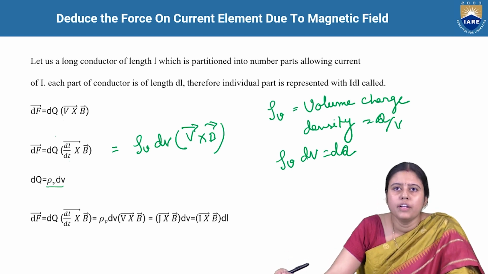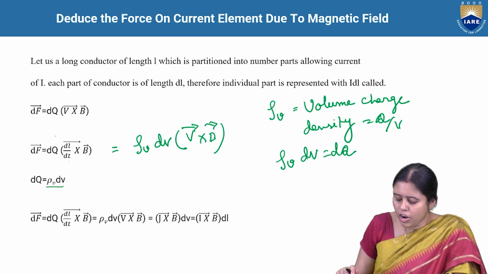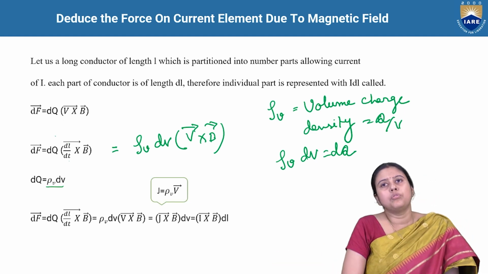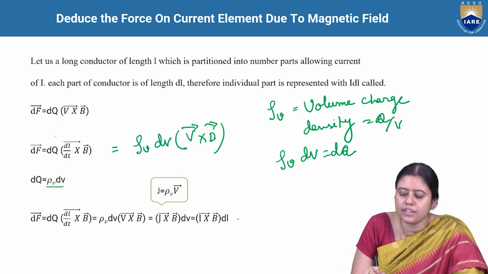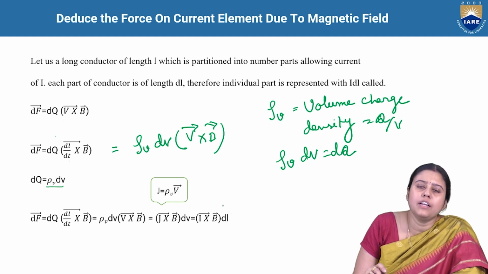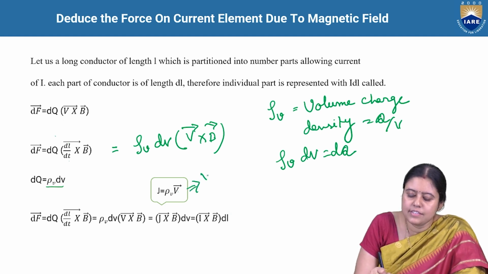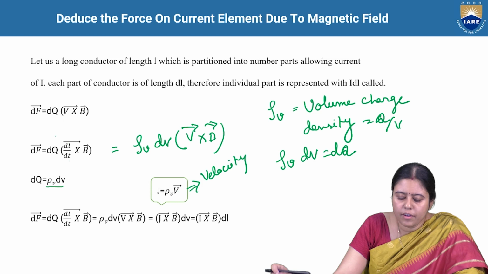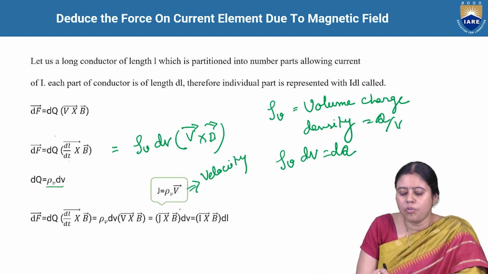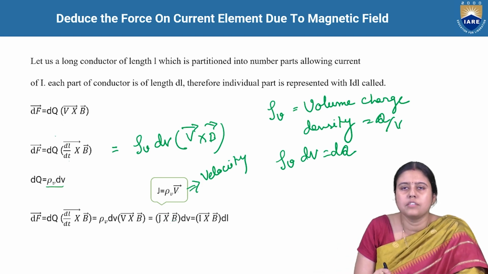Again, we know that J is equal to rho v times the velocity, because J is equal to rho v by v. Here the small v is the volume and capital V is the velocity, which we can call the drift velocity of the electrons. So J cross B dv is equal to I cross B dl.